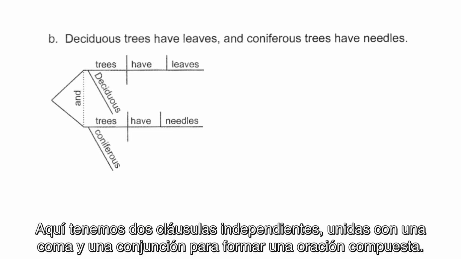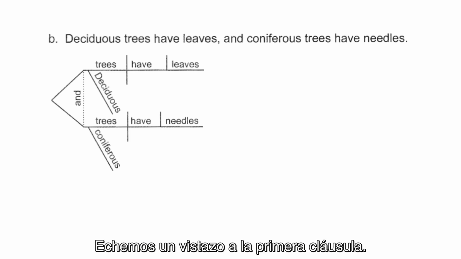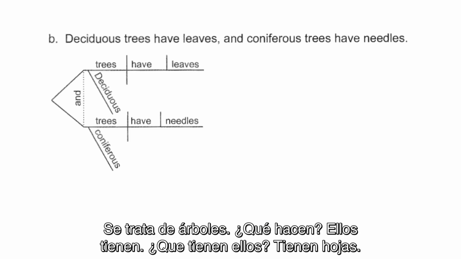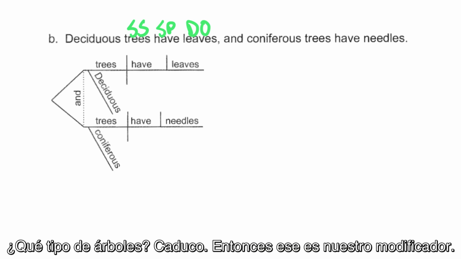We have two independent clauses here conjoined with a comma and a conjunction to make one compound sentence. Let's take a look at the first clause. Deciduous trees have leaves. Who or what is this about? It's about trees. What do they do? They have leaves. What kind of trees? Deciduous. So that's our modifier.